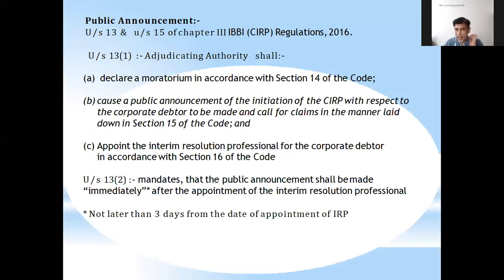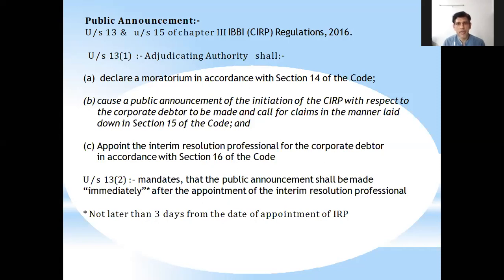Now what next? What will happen? In the NCLT order under Section 13, the NCLT will give directions to the IRP and instructions that a public announcement has to be made, and the adjudicating authority shall declare a moratorium according to Section 14, which is a very important element of this IBC code and forms a base for the IBC code. Then they will instruct that you have to give a public announcement of the initiation of the CIRP with respect to the CD, and call for claims in the manner laid down in Section 15.